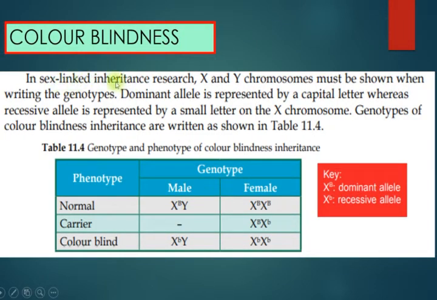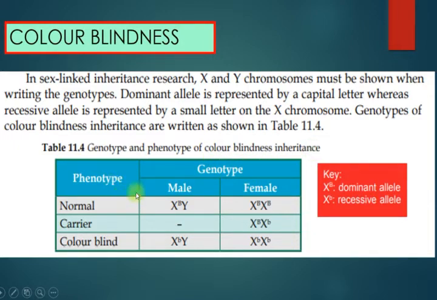In sex-linked inheritance, the X and Y chromosomes must be shown when writing the genotypes. The dominant allele is represented by a capital letter, whereas the recessive allele is represented by a small letter on the X chromosome. Let's take a look at table 11.4, the genotype and phenotype of color blindness inheritance.